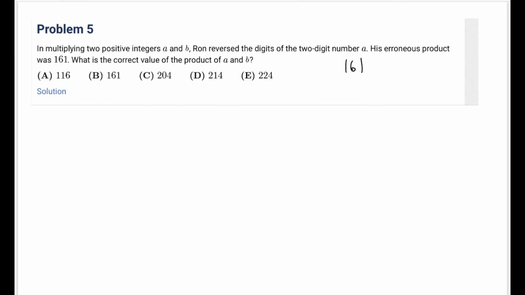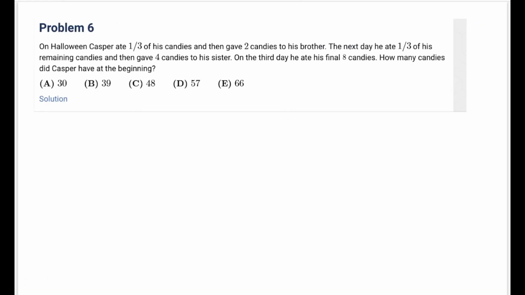So 161, we could divide this by 3. No, 3 doesn't work. Let's try 7. With 7, this becomes 2, 14, 3, 21, so A is 23 and B is 7. So the digits that were reversed, this is 23, and so A itself will be 32. And so the correct value of the product is 32 times 7. This is 224. The answer is E.